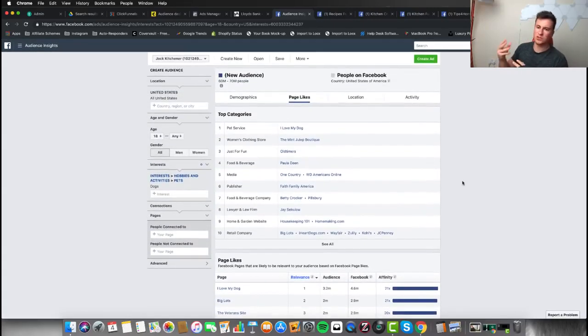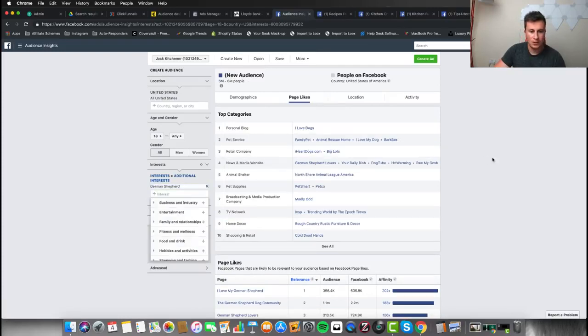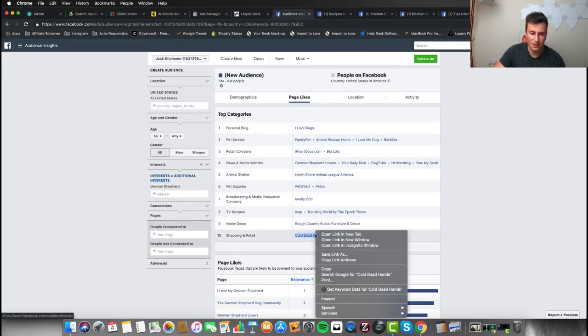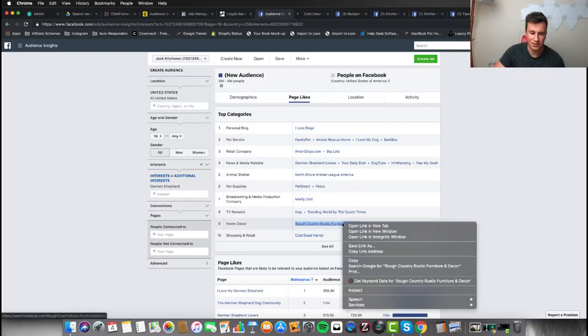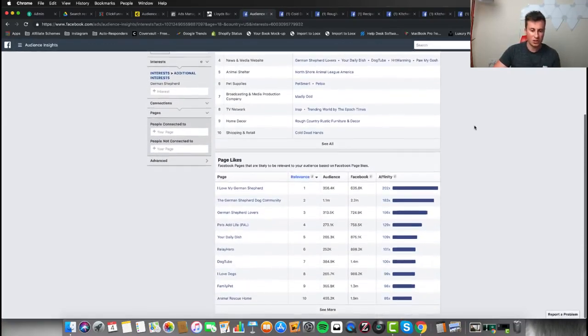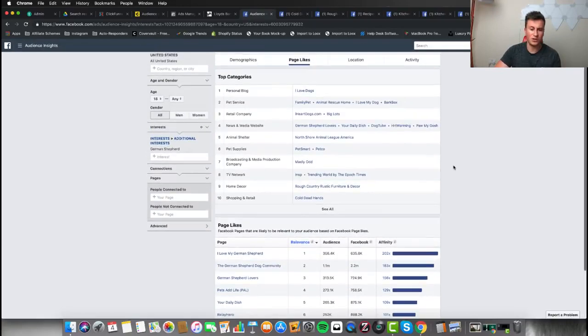Whereas if we go for a sub niche within dogs, let's just go for a certain breed, for example. Then if we go for German Shepherd, and just have a look at these top categories now, we can see Animal, PetSmart, Petco. The majority of these are related to dogs. So we could even delve a bit deeper into that. You can see the affinity scores are pretty high too, which is a good sign.